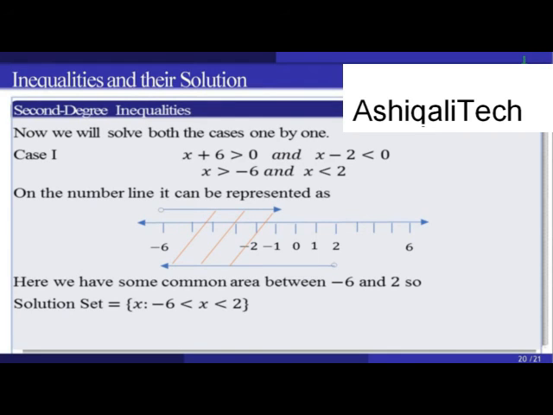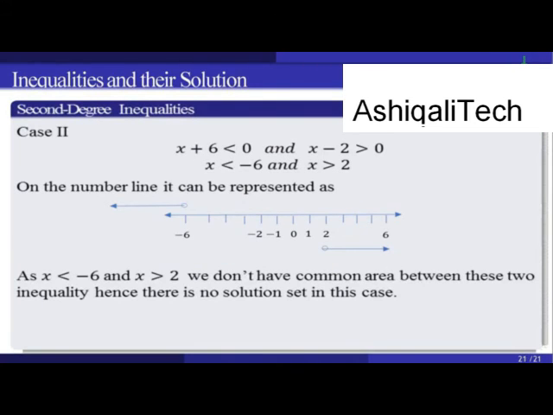So starting from this blank hole at minus 6, you have an arrow moving in the right direction. Similarly, the other inequality x is less than 2 is represented below this number line, and we have a blank hole at 2 and the arrow directing to the left side. So from these two arrows we can see the area which is common between both the arrows, and it is represented by these red lines. So here we have some common area between minus 6 and 2, and this area is the solution set, and it is represented as x such that x is greater than minus 6 and x is less than 2. So our solution set consists of all the points of x in the open interval minus 6 to 2.